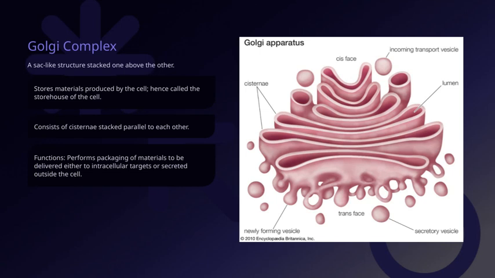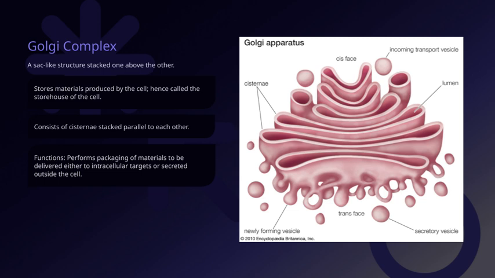Now, let's take a closer look at the Golgi complex. Its main function is to perform the packaging of materials that the cell needs to deliver. These materials can be targeted either to intracellular destinations within the cell or secreted outside of it. Essentially, the Golgi acts as the cell's shipping department, ensuring everything gets to where it needs to go.